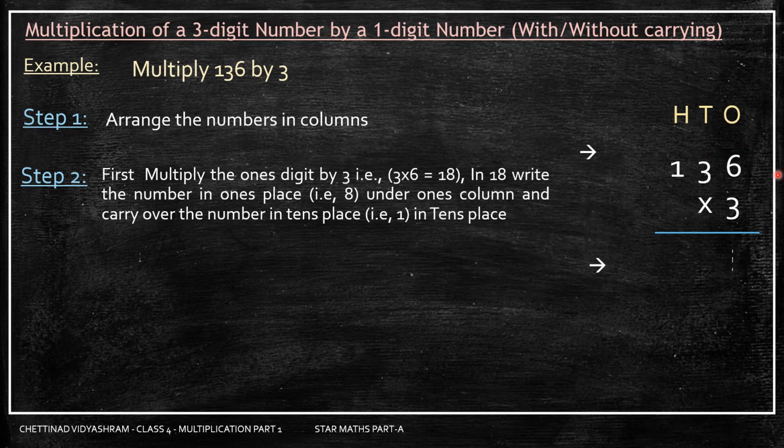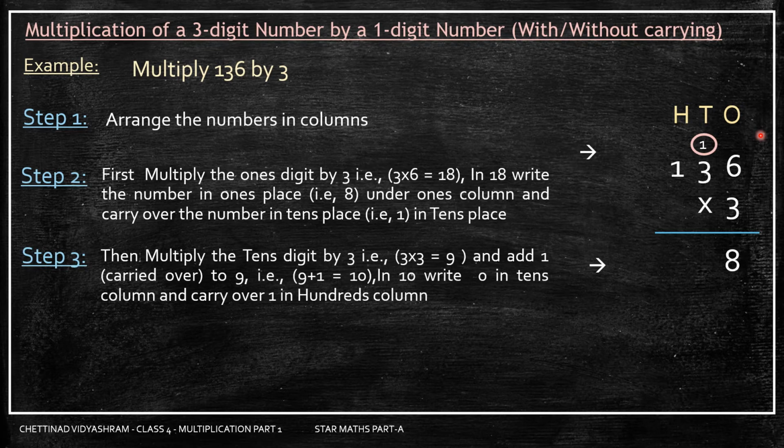So let us start multiplying. 3 6s are 18, so 8. 1 will be carried over here. Step 3. Then multiply the tens digit by 3. The number in tens place is 3. So 3 into 3, 9.